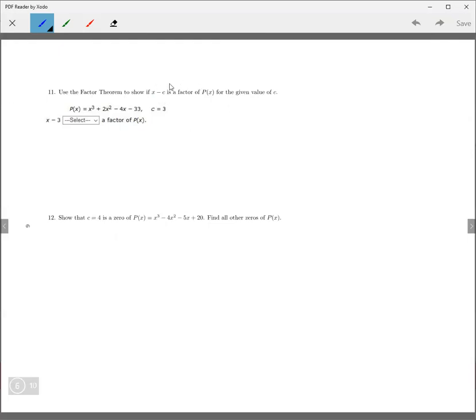Let me just run through it, okay? So we have c equals 3, and we have this, right? We want to show that x minus 3 is a factor. In this case, it's going to be x minus 3, because c is 3, right? So we do synthetic division with a 3.